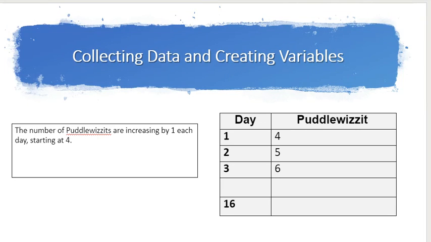We found in our existing t-table that many patterns existed. In chart 1, you will remember that the number of Puddlewizzits were increasing by 1 each day. We wrote that as the number of Puddlewizzits are increasing by 1 starting at 4. However, I am getting a little tired of spelling correctly the word Puddlewizzits and having the computer tell me I'm wrong each time. So I would like to use something called a variable.